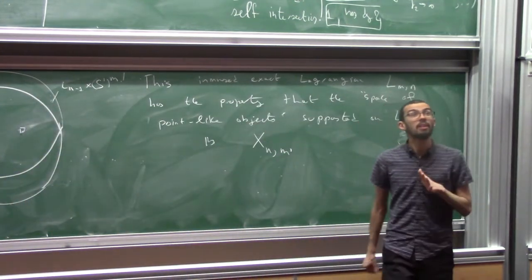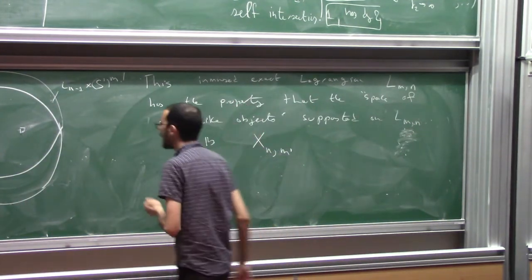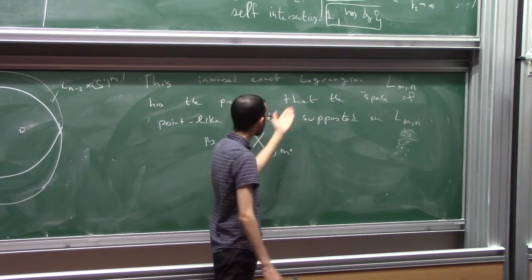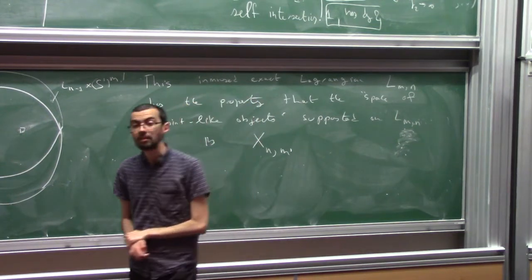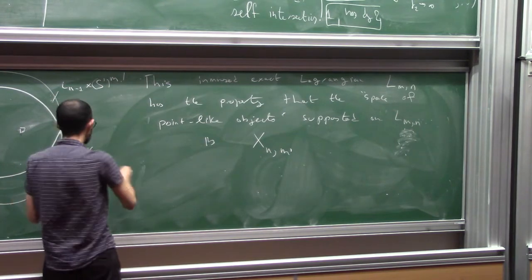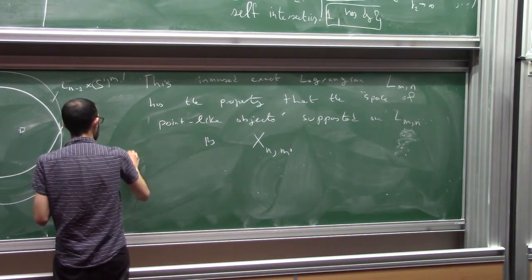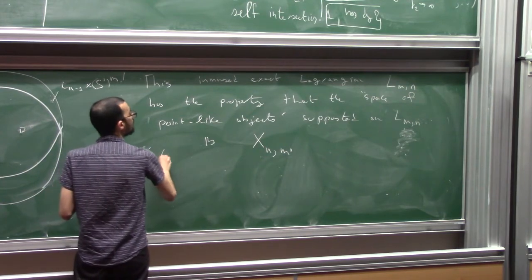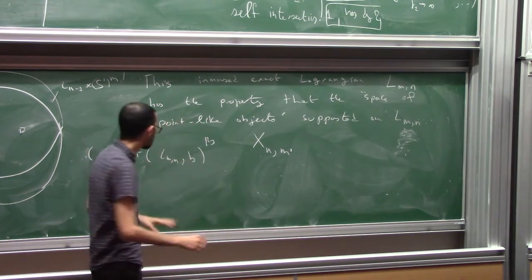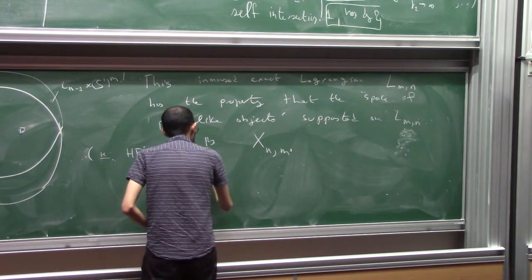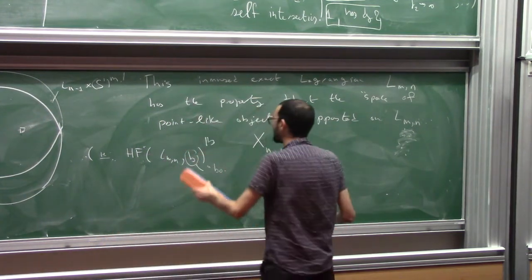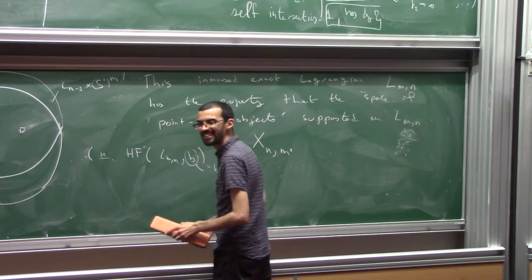So what I want to do in the remaining 30 minutes or so is explain how you do these computations. Why is it that the space of objects supported by this is actually this space? It's a condition on the endomorphisms. Point-like means the endomorphisms are like those of a torus. This is the Floer homology of L_{MN} equipped with this data that I need, let's just call it B. We should call it a toroidal object. In commutative geometry it is a point, but not commutative, it's a torus.